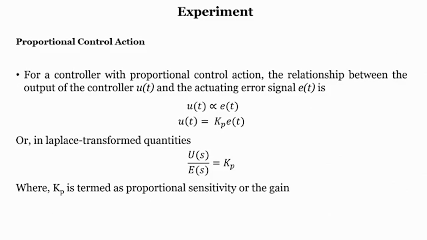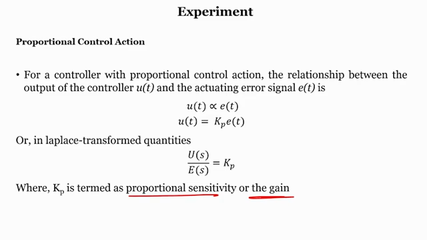Let us see proportional control action. So, for a controller with proportional control action, the relationship between the controller output u(t) and the actuating error signal is given by u(t) is proportional to e(t). Now, we know that, right. If I further solve this, then we can have u(t) equals Kp e(t), where Kp is a constant, or in Laplace transform quantities we can write U(s) by E(s) equals Kp. Kp is termed the proportional sensitivity or the gain. This proportional sensitivity or gain, we can keep constant, or we can change the gain, of course.